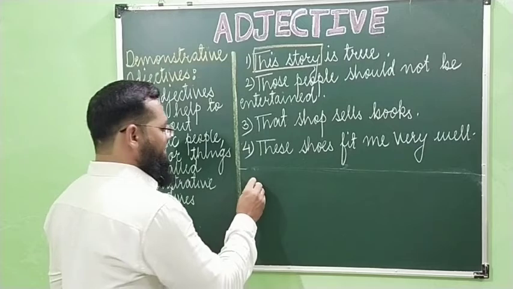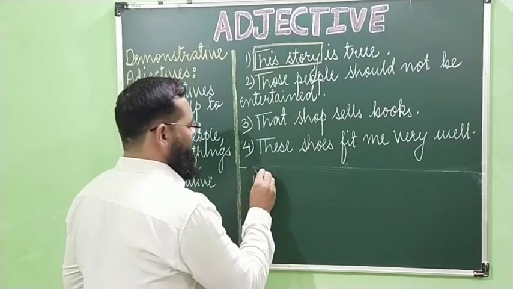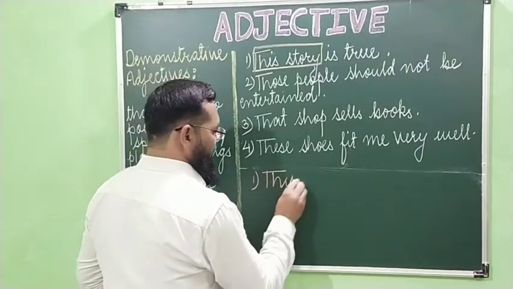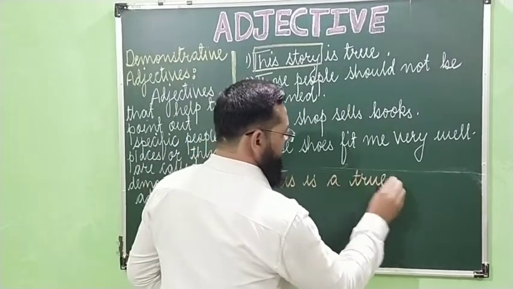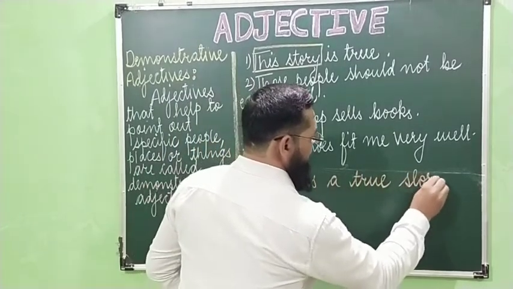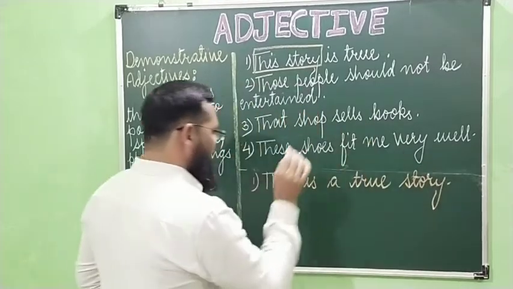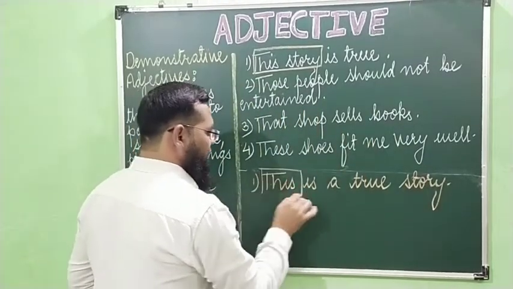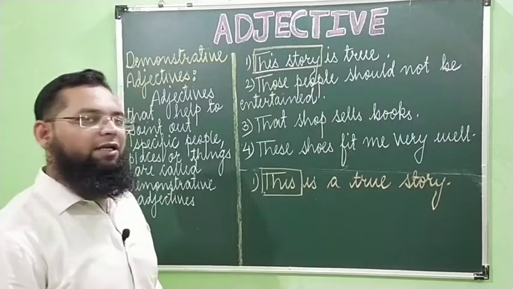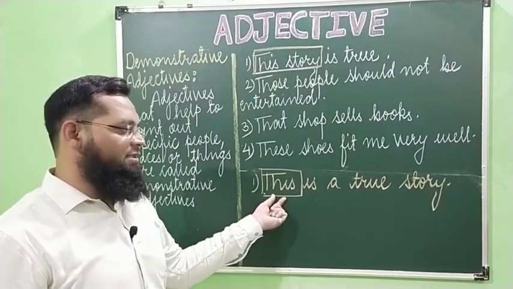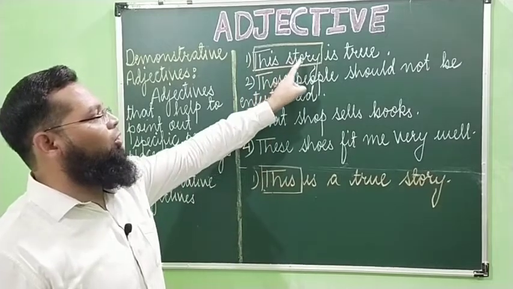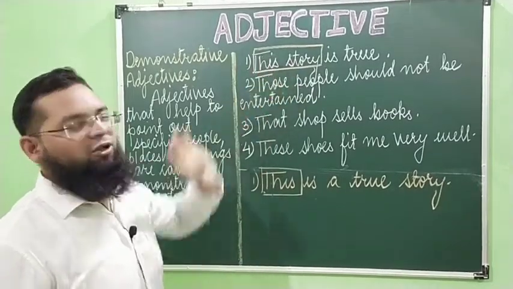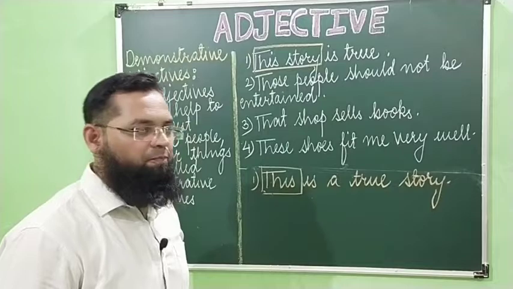For example, the same sentence I write: this is a true story. Here this is not followed by any noun, so in this sentence this will be a demonstrative pronoun. But in "this story is true," story follows this. That's why this will be a demonstrative adjective.